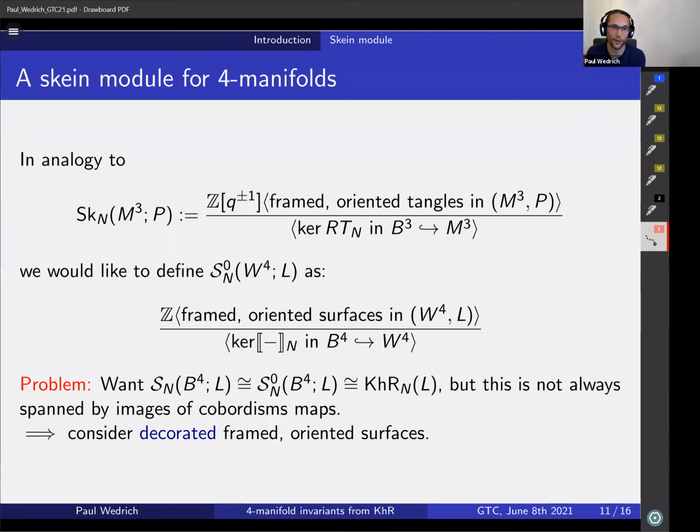Okay, so I want to refer back to the 3-dimensional motivation. There, the skein module for a 3-manifold with some set of points in the boundary was defined as the quotient of the module spanned by framed oriented tangles. And the relations came from the local relations satisfied by the knot polynomial. And a little bit more intrinsically, I can describe this as the kernel of the Reshetikhin-Turaev functor.